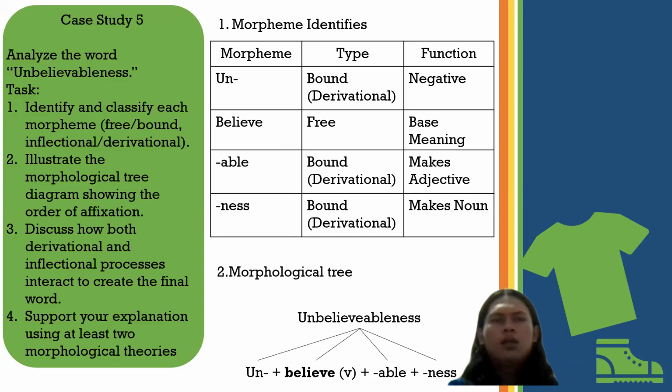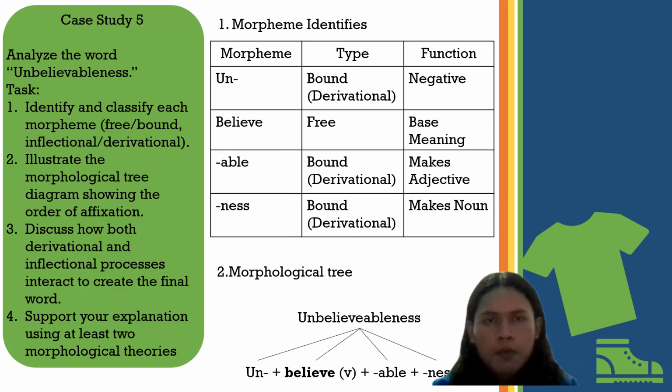Next, case study 5. The first is morpheme identification. The morpheme is "un", the type is bound or derivational, and the function is negative. The next morpheme is belief. The type is free, and the function is base meaning. The next morpheme is able. The type is bound or derivational, and the function is makes adjective. And the last morpheme is ness. The type is bound or derivational, and the function is makes noun.